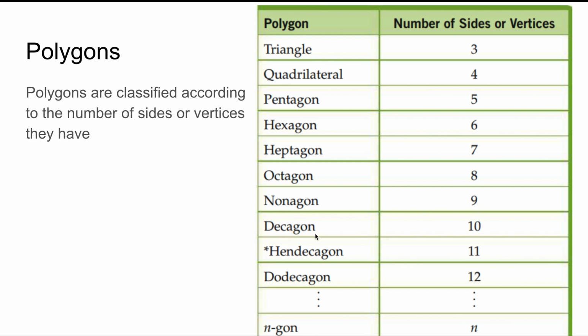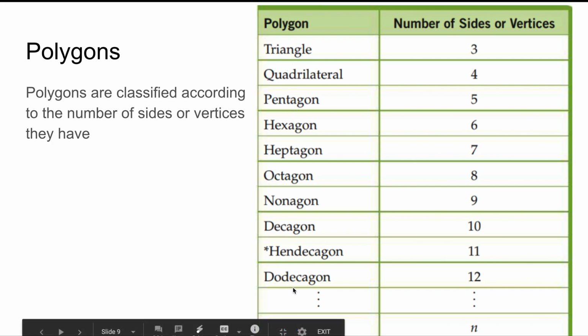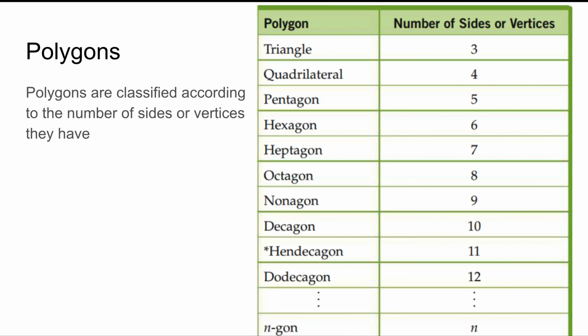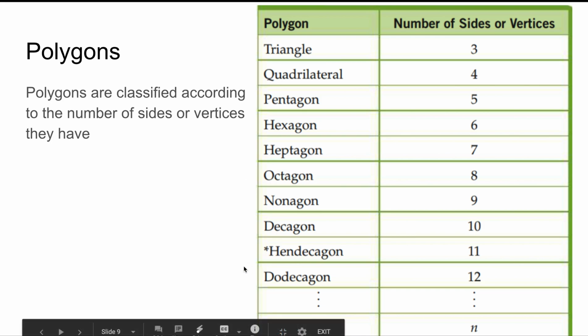Deca, 10. And for deca, I put the asterisk because we don't use this much. I just want you to remember the other ones all the way to dodecagon, 12. And then you can just go 13-gon, 14-gon, 15-gon. So it's going to be a little bit simpler if you have more than 12 vertices. So try to remember these names.